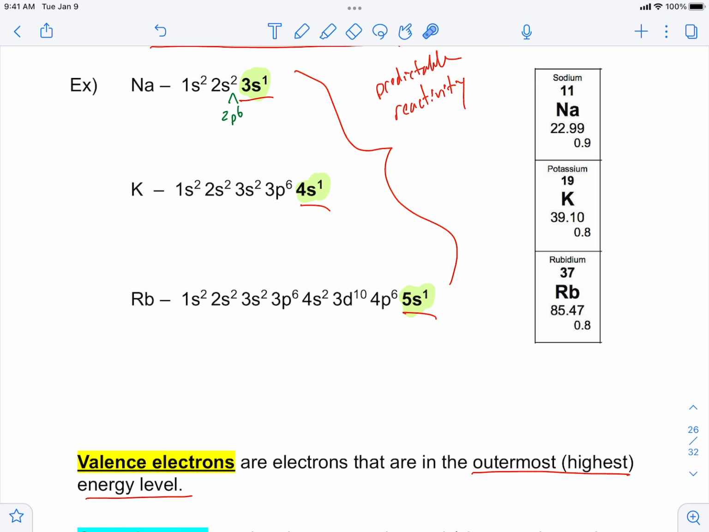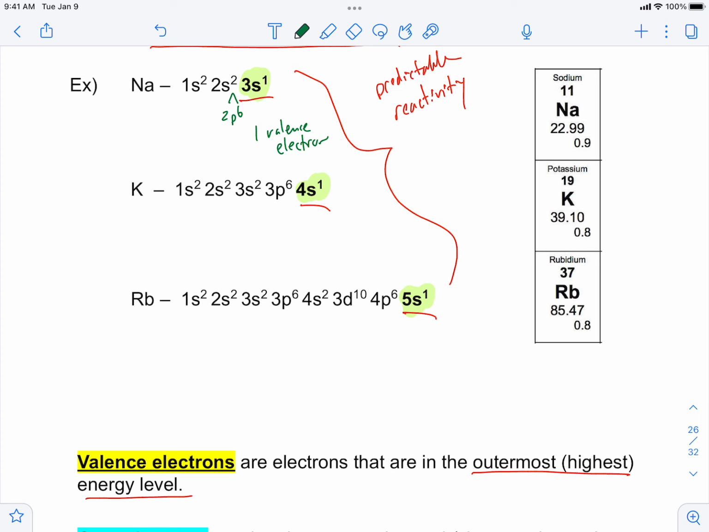What about potassium? What is potassium's highest energy level? 4s. 4, right? And how many does it have there? 1. Oh, it's the same as sodium, but that shouldn't be surprising because they're in the same family. Rubidium, what's its highest energy level? 5. And it's got 1 electron there. It also has 1 valence electron. The point is, if they're in the same family, they will have the same number of valence electrons. They will all have only 1.